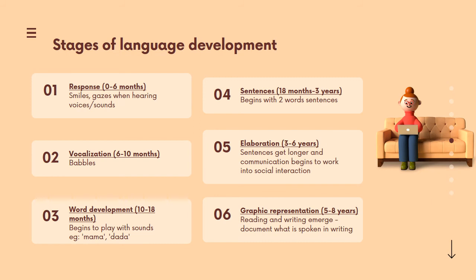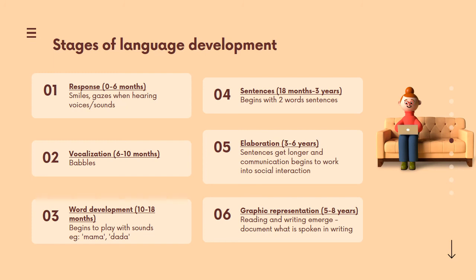The third stage is word development, between 10 to 18 months. The child begins to play with sounds, for example, mama, dada, and so on. The fourth stage is sentences, 18 months to 3 years. The child begins with 2 word sentences, for example, 1 cake, 1 chocolate, 1 milk.